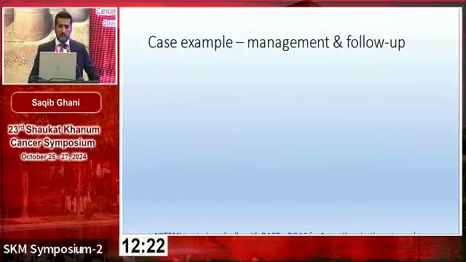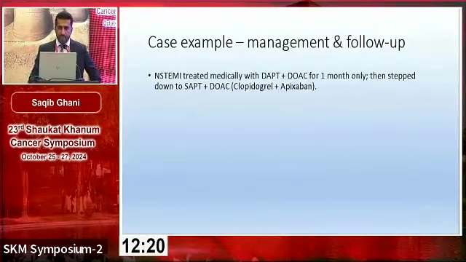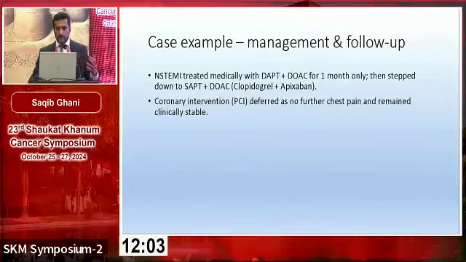We opted for medical therapy. We gave him dual antiplatelet because, and remember, he had atrial fibrillation as well. So there was another risk factor of bleeding. He needed anticoagulants with it, triple therapy, for a month, and then stepped it down to single antiplatelet, which is clopidogrel with apixaban. We decided to defer his PCI for any intervention.